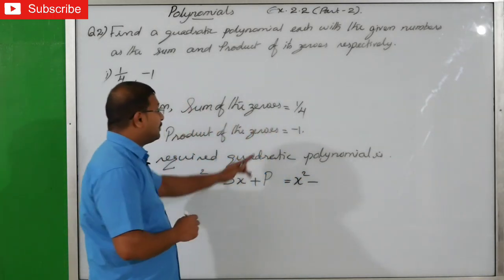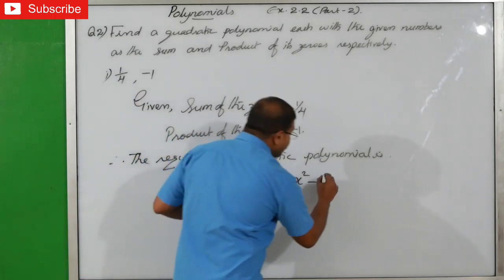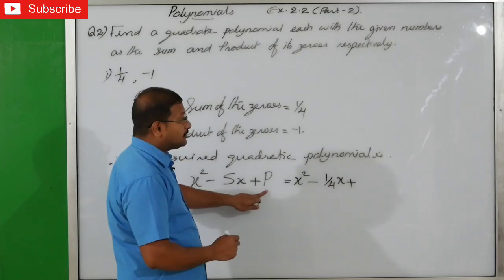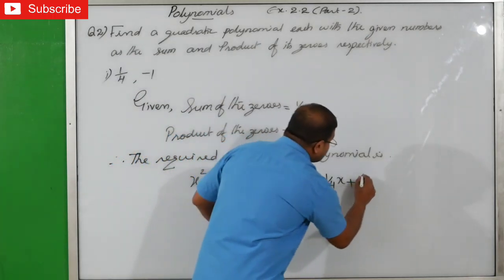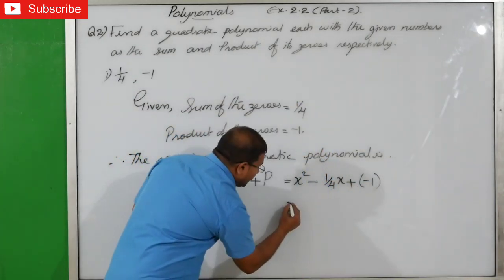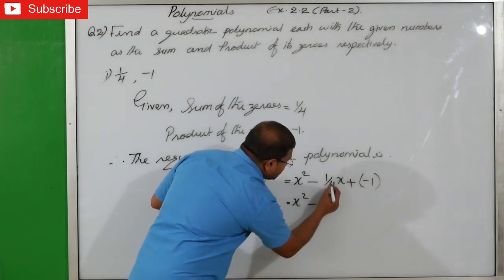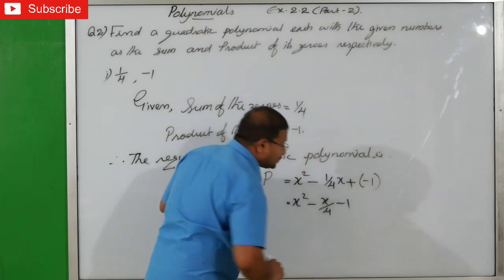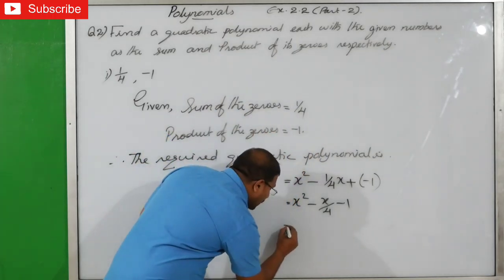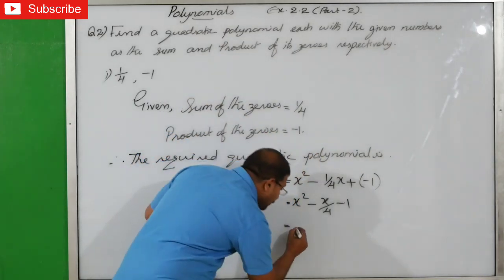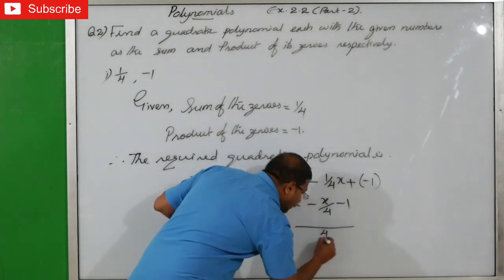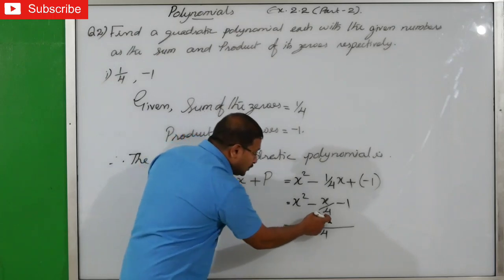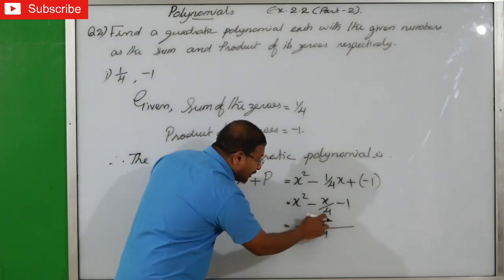minus sum is how much? 1 by 4 into x plus what is the product? That is minus 1. This equals x square minus 1 into x, x by 4 plus and minus 1 equals, what you can write now? We are going to take LCM as 4. When you take LCM as 4, what you will do? This 4 we will multiply to here, isn't it?